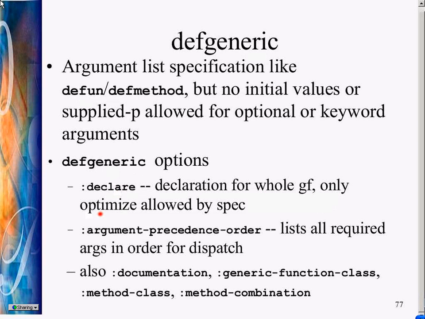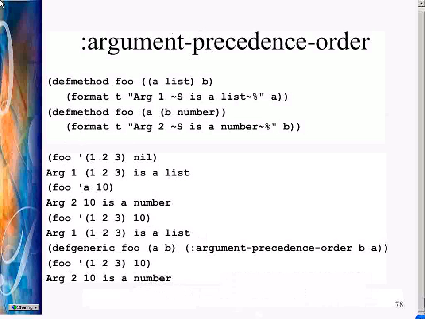Typically, you call defgeneric in order to have declarations that apply to the whole generic function. And typically, you just get an optimize declaration that says you want the compiler to compile either as fast code as it can or as safe code as it can or whatever. Then you also have documentation, where you can define a documentation string for the generic function, and a bunch of things we're not going to describe in detail having to do with the generic function class and the method class and certain method combination. We may go into method combination. But the one that's important that you may want to use is argument-precedence-order.